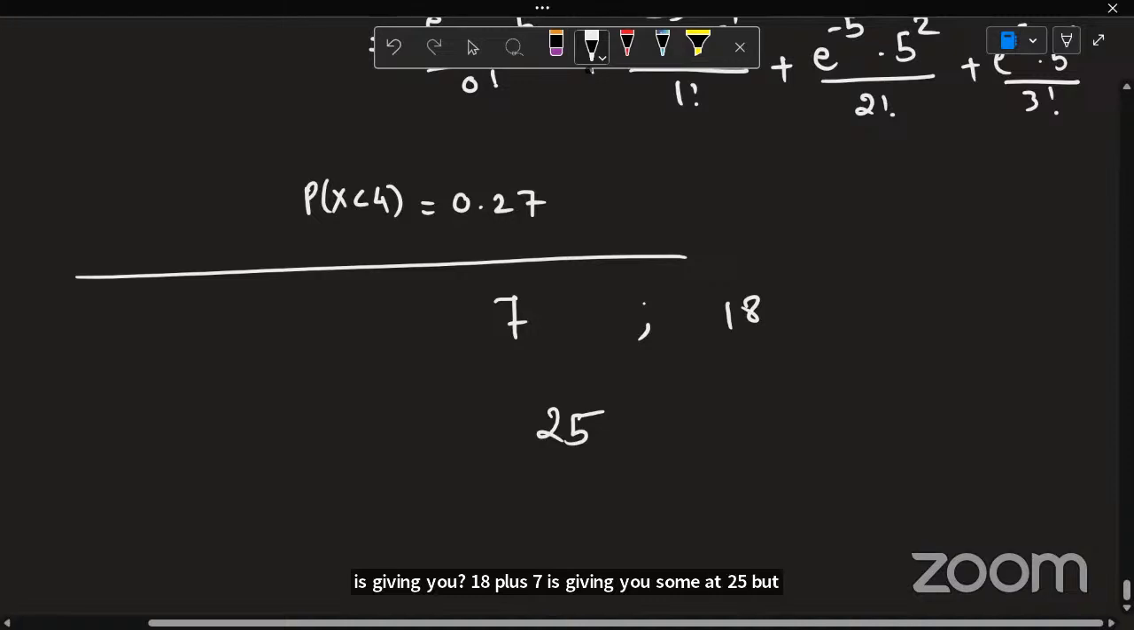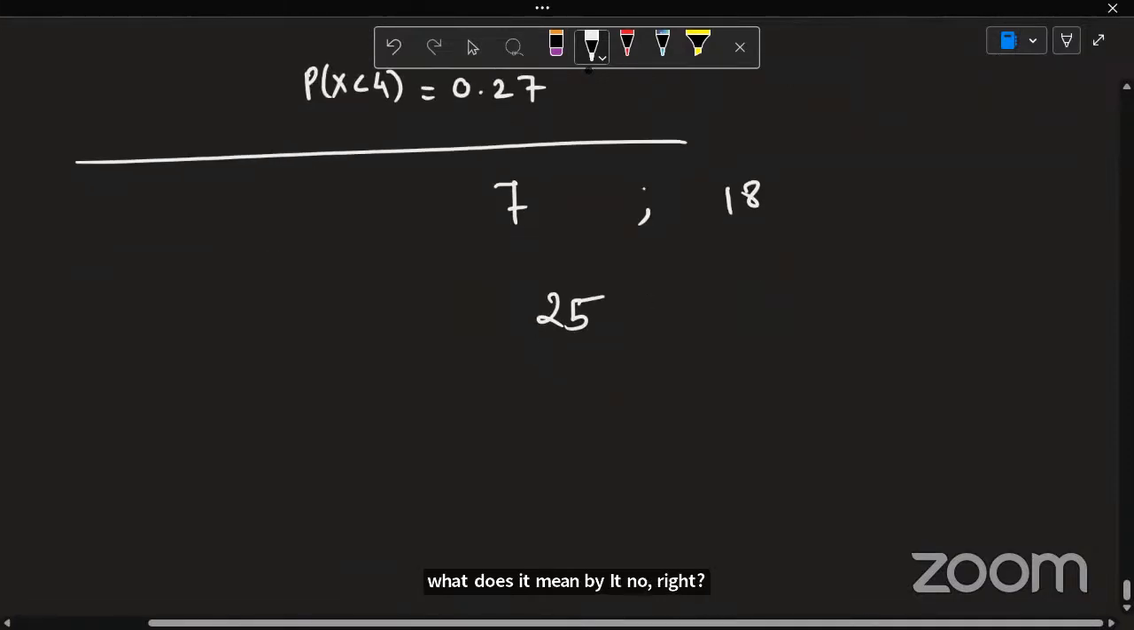No, right? So this kind of data is called categorical data. Generally, they are not added.